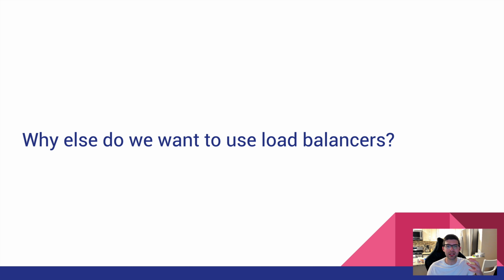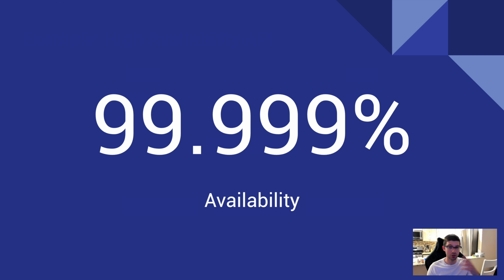But why else would we need a load balancer? One of the concepts that you will come across is called high availability, or in this case, 99.999% availability, which comes down to minutes of downtime in an entire year. Sometimes you'll also hear this term thrown out called the 5 nines.